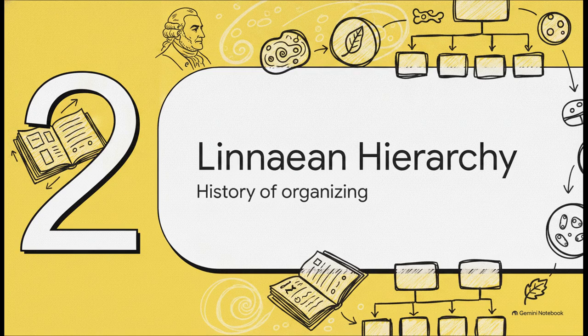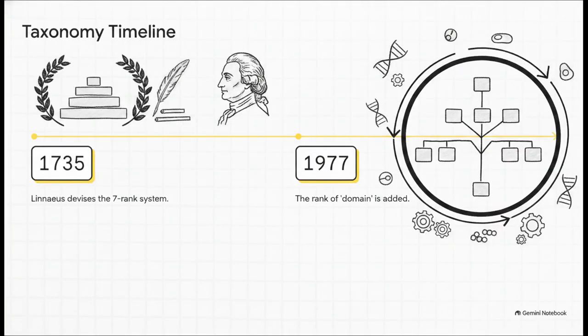Moving right along to section 2, the Linnaean hierarchy, a history of organizing life. You know, this elegant filing system wasn't just cooked up overnight. The whole foundation was actually built by a Swedish botanist named Carl Linnaeus, who devised the original 7-rank system way back in 1735. And for centuries, scientists worked perfectly within his framework.